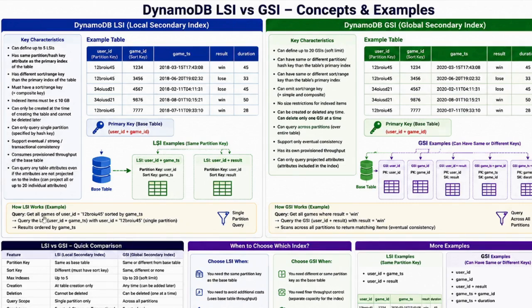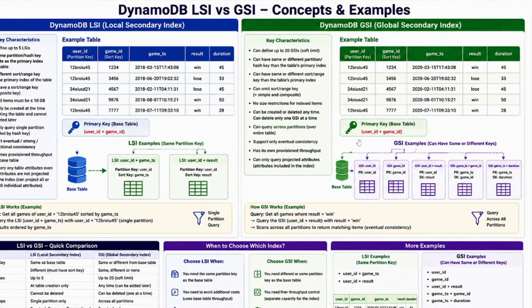Okay, so here is the example. Get all games of user ID 1 to be sorted by game time. See here you can see my partition is same, user ID, but my sort key is changing, game time. So in this case, it will use the local secondary index. So that's the advantage of local secondary index. You are changing the sort key, and you can have up to 5 LSIs. Only possible at the creation time. Index item must be less than 10 GB. It supports eventual, strong, transactional consistency. So these are the important points related to LSI.